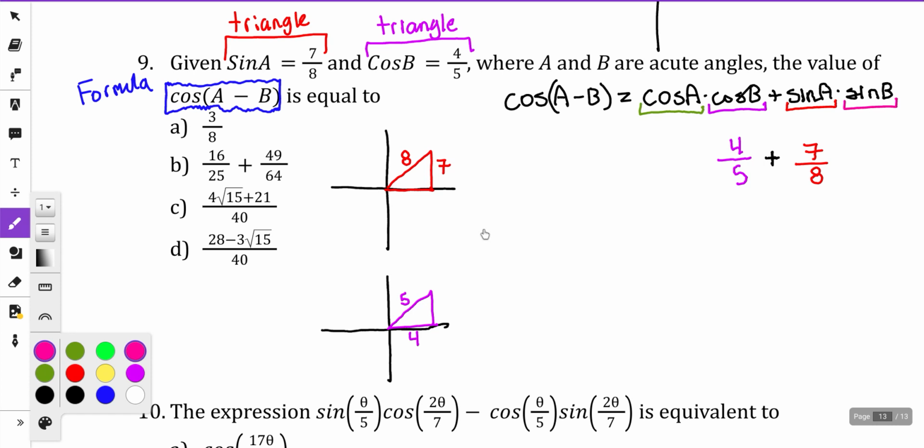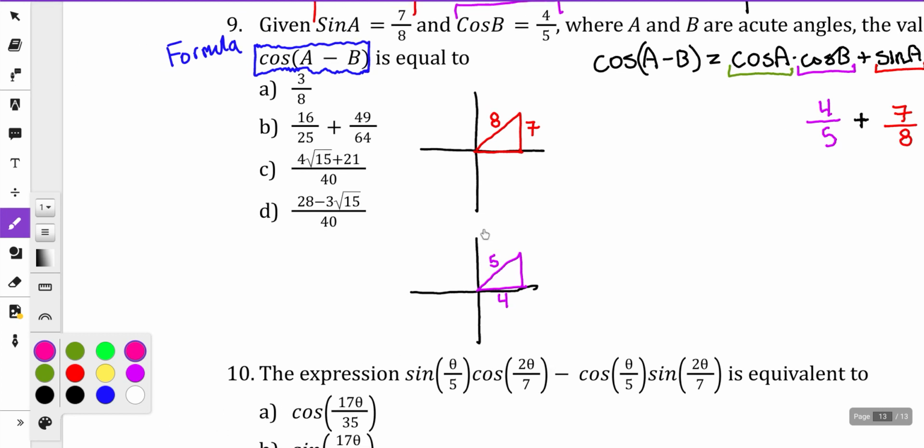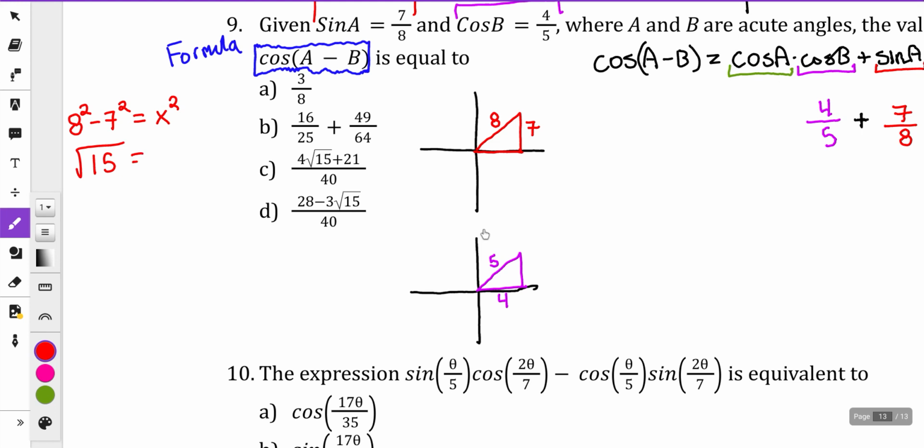Cos of A means using angle A, triangle A, do x divided by r. You don't know x, so you'll have to do Pythagorean theorem, and then you could figure out x divided by r. So for triangle A, we would do 8 squared minus 7 squared equals x squared. That's 64 minus 49, which is 15. So the square root of 15 equals x.